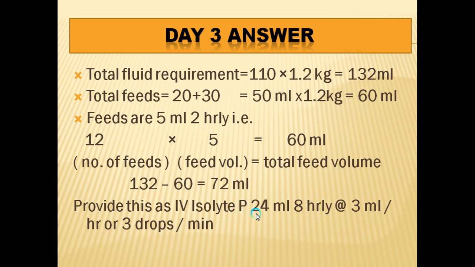Because it is day 3, if the baby is passing urine 5 to 6 times a day, then we plan to give Isolyte P. And this 72 divided by 24 will give you 3 drops.